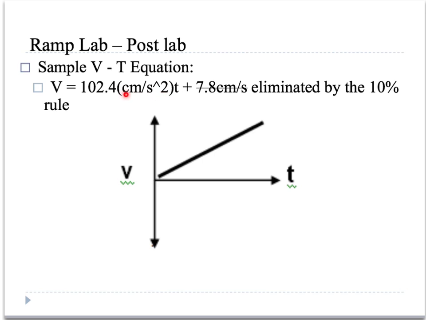Okay, so you have the correct variables, v and t, and then you want to look at the units for slope, which should be centimeters per second squared. Unless you used meters, you could have meters per second squared. Either one of those would be fine. And then the y-intercept would have the same unit as what's on the y-axis, which in this case is centimeters per second. In my example, I went ahead and eliminated the y-intercept by the 10% rule. That may or may not be the case depending on your lab.